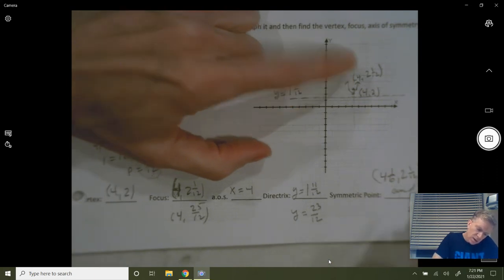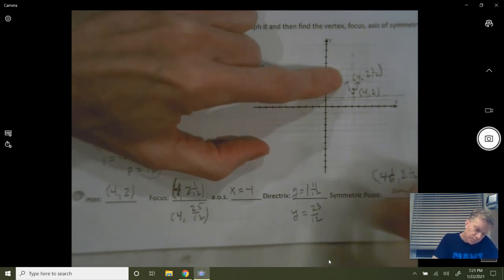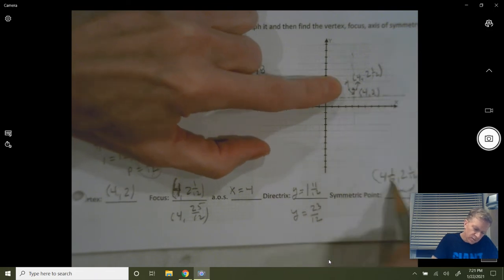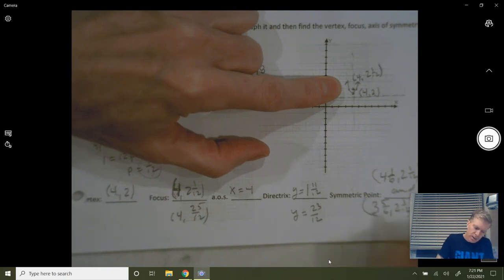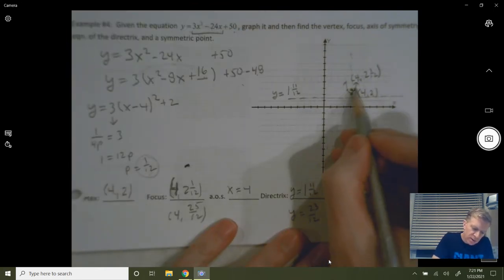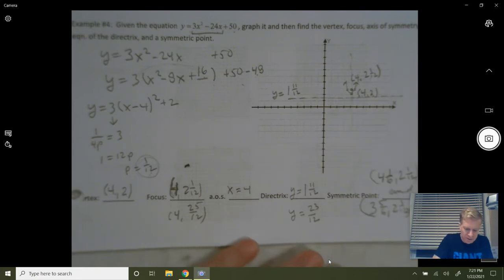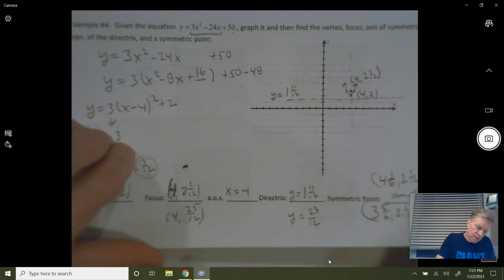And we want to go 1/6 to the left. So 3 and 5/6, comma 2 and 1/12. Okay, that's just going to give you 2 points that are symmetric. It doesn't have to be those 2 points, but just any 2 points that are symmetric with each other. Okay, let's go to the next page.